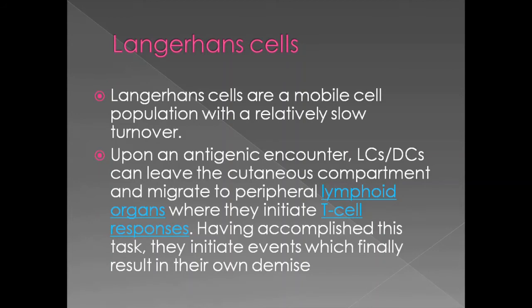Okay, now this slide is of the Langerhans cell. Langerhans cells are a mobile cell population with relatively slow turnover. Upon an antigen encounter, Langerhans cells and dendritic cells can leave the cutaneous compartment and migrate to peripheral lymphoid organs where they initiate T cell response. Having accomplished this task, they initiate events which finally result in their own demise.